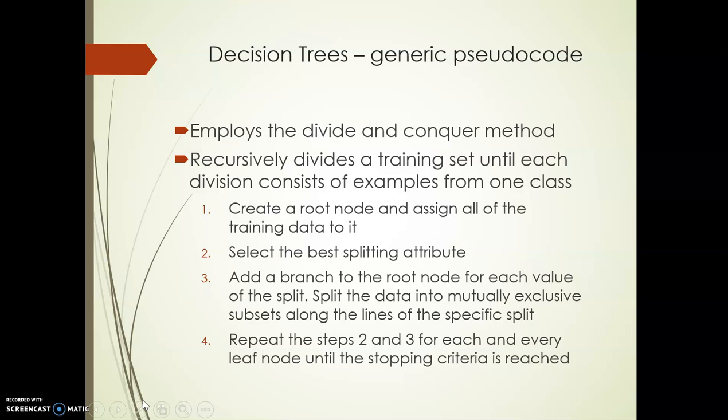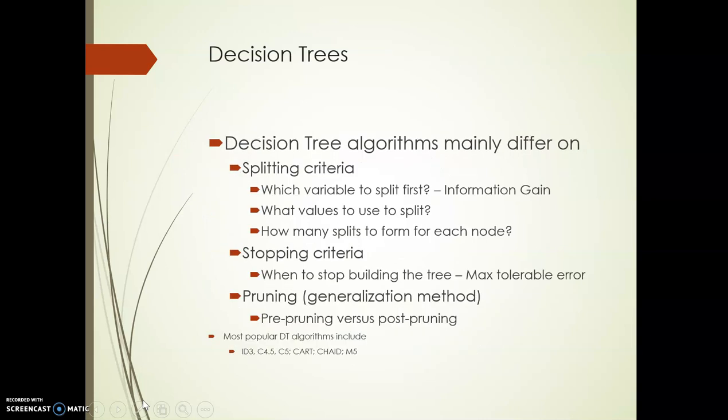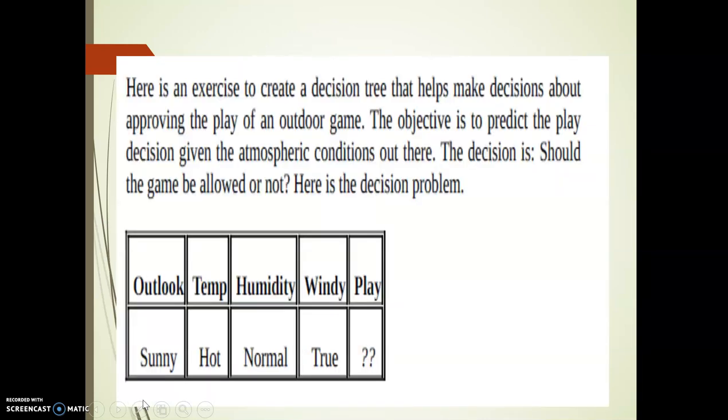So let's not discuss all these things theoretically. We can directly jump into one example where you will clearly understand how the decision tree algorithm works. So here is an example. What has to be done is to create a decision tree that helps make decisions about approving the play of an outdoor game. The objective is to predict the play decision given the atmospheric conditions. The decision is: should the game be allowed or not?